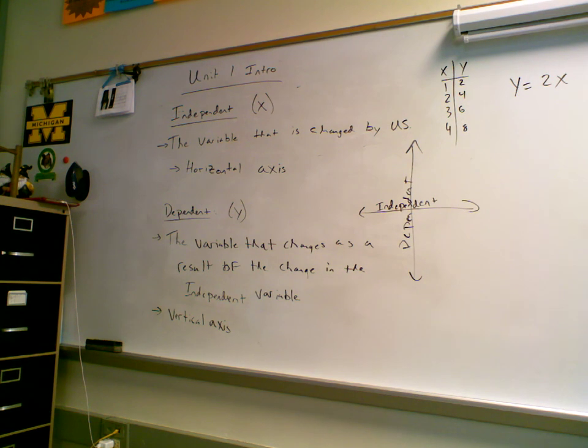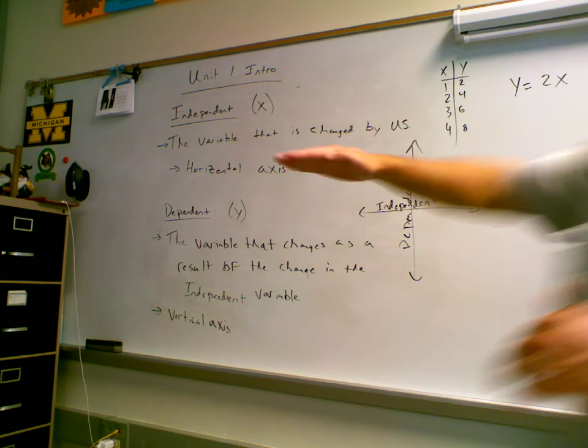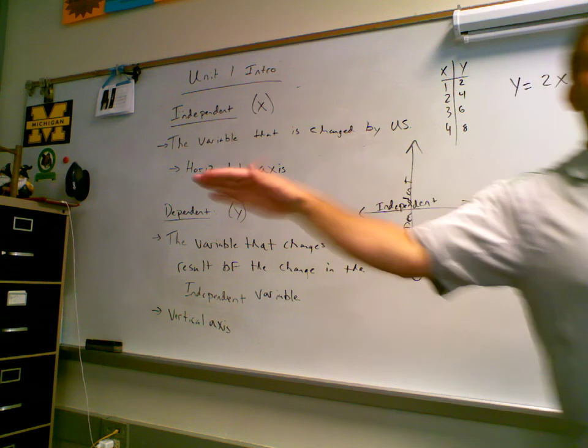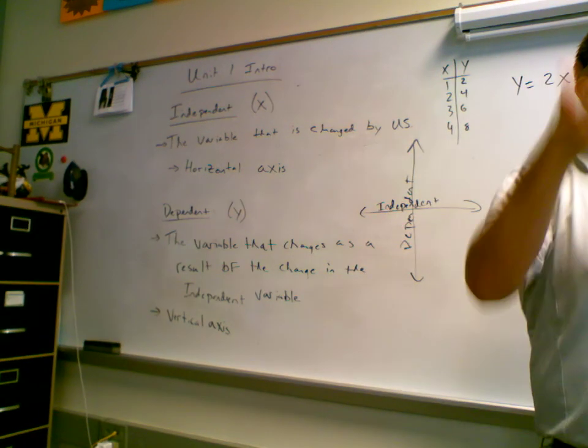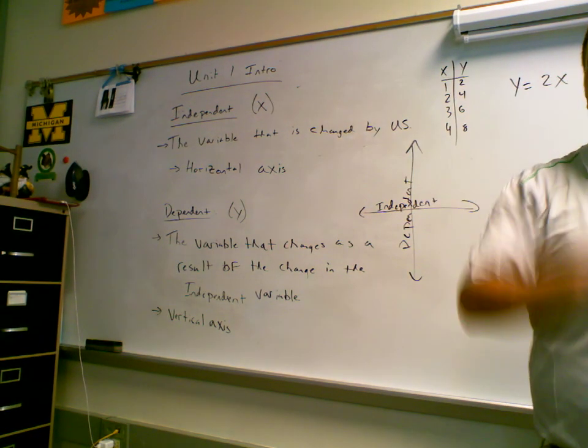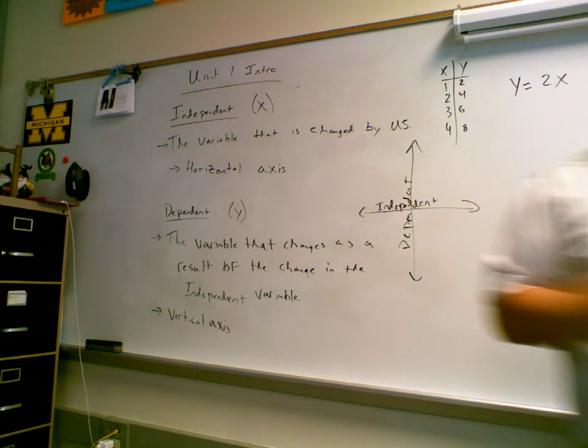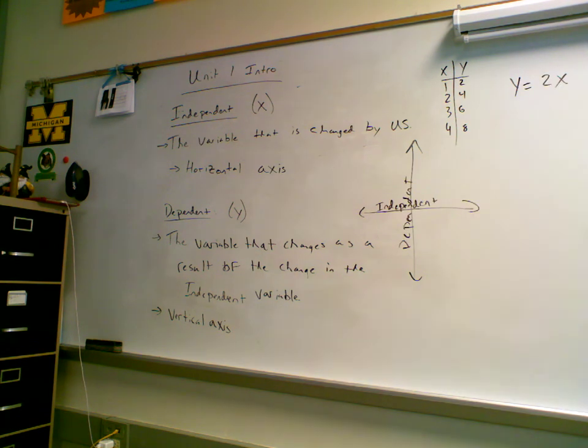One other way you can think about it. Has anyone ever seen a sunset before? The sunset's on the horizon. The horizon goes this way. So think about the sunset: the sun is horizontal across the horizon of the sunset. So that's where the horizontal axis is, the one that goes this way. Does that make sense?